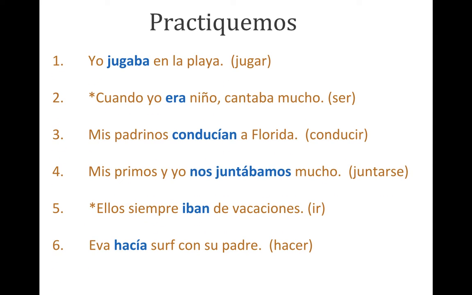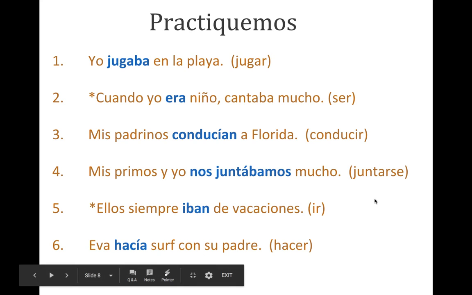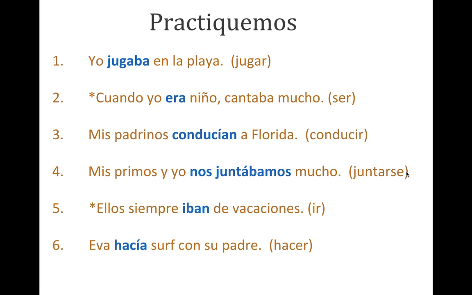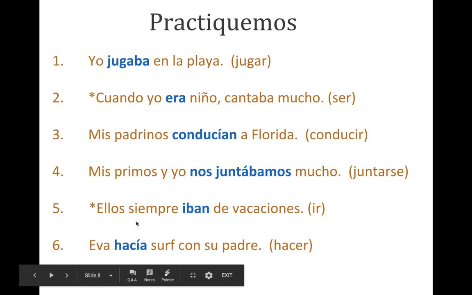All right, let's review our answers. We have 1. yo jugaba. 2. Cuando yo era niño. 3. Mis padrinos conducían. 4. My cousins and I used to get together. Now, this verb is reflexive, juntarse, but that doesn't change the way we conjugate it. You take that se off, move it to the front, and make it match, and you get nos, and then you conjugate juntar in the imperfect tense. So you have nos juntábamos. 5. Ellos siempre iban. And 6. Eva hacía.